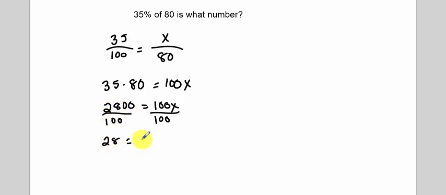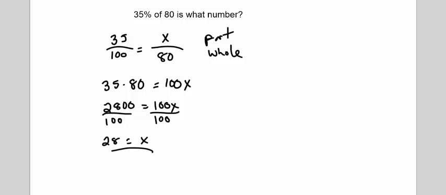We get 28 equals x. So 35%, which is less than half, half would be 40, and greater than 25%, or a quarter, divide this by 4, you get 20, and that's a good estimation. If you want to think of this as the percent over the 100 is equal to the part, so this would be the part over the whole, obviously your whole's got to be bigger than the part. The whole represents 100%, the part represents the 35%.